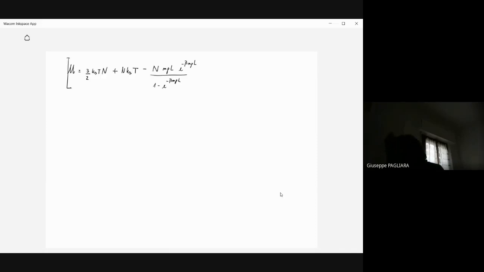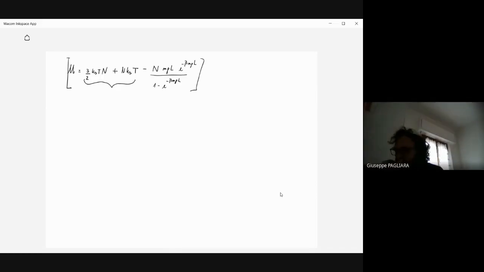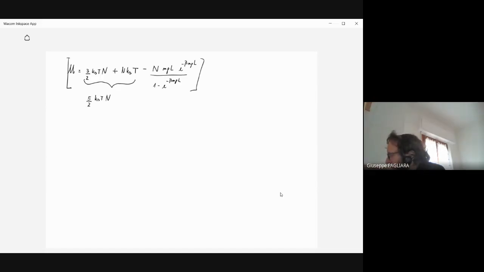Okay, and now here I have separated these two terms because one was coming from the kinetic energy and the other one from the integration of the potential energy. But now I can put them together. So this is 5/2 kB T n minus the other term, n mgl over 1 minus e to the minus beta mgl, times e to the minus beta mgl.